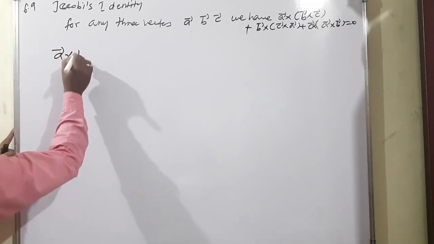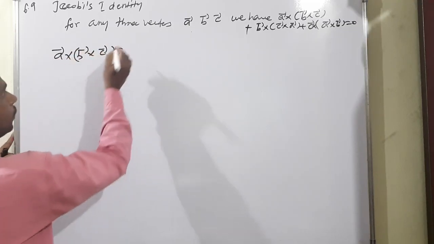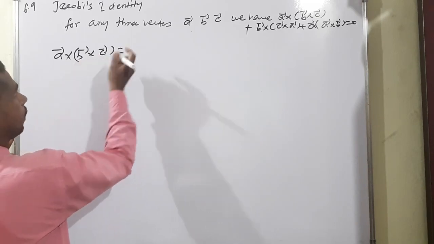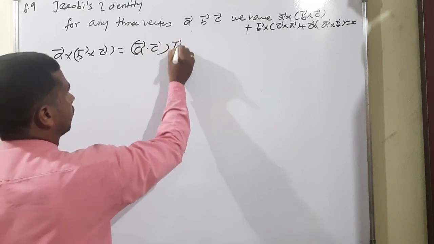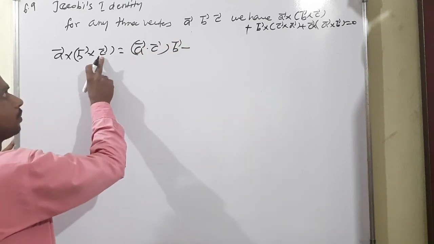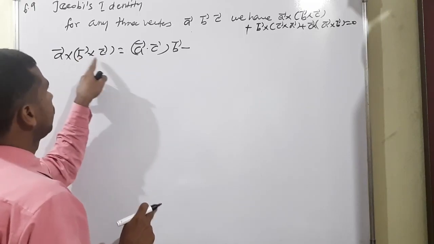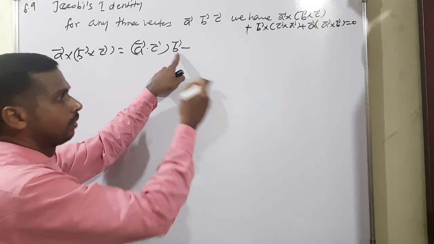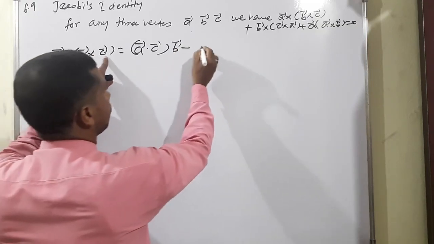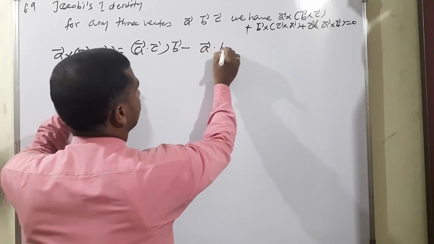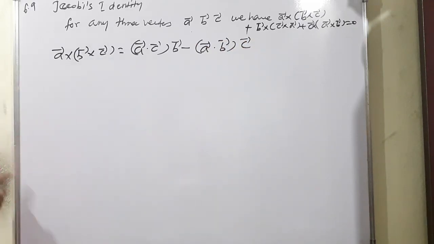What is the meaning? A vector cross bracket of B vector cross C vector is equal to, first we have to skip B vector, so A vector dot C vector, then B vector, minus. Now we have to skip C vector. What will happen? A vector dot B vector, outside the skip of the vector, that is called C vector.